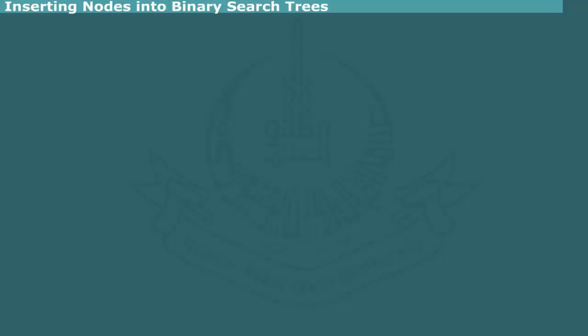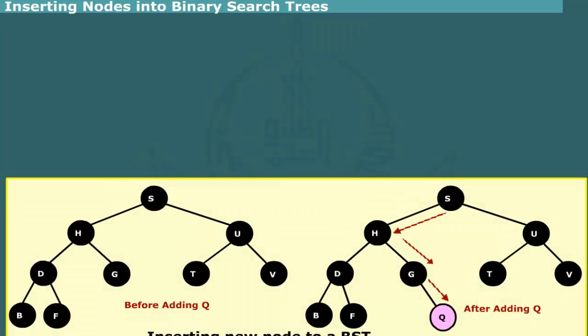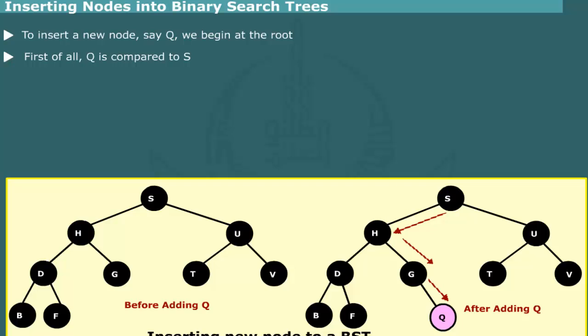Example. Consider, for example, a binary search tree shown in figure. To insert a new node, say Q, we proceed as follows. Beginning with the root, we compare Q with the keys of a node. First of all, Q is compared to S. Since it is less than S, we move to the left child which contains H.